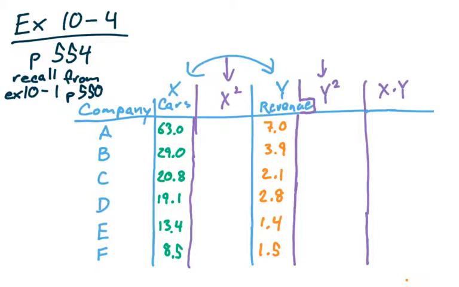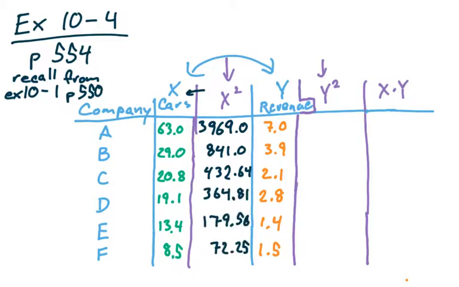In this next column, we'll look at the x value in the x column, and we'll go ahead and square that. So this first value here, we'll write in 3,969.0, 841 in the next row, 432.64, and so on and so forth. And we'll continue and fill in the rest of this column.